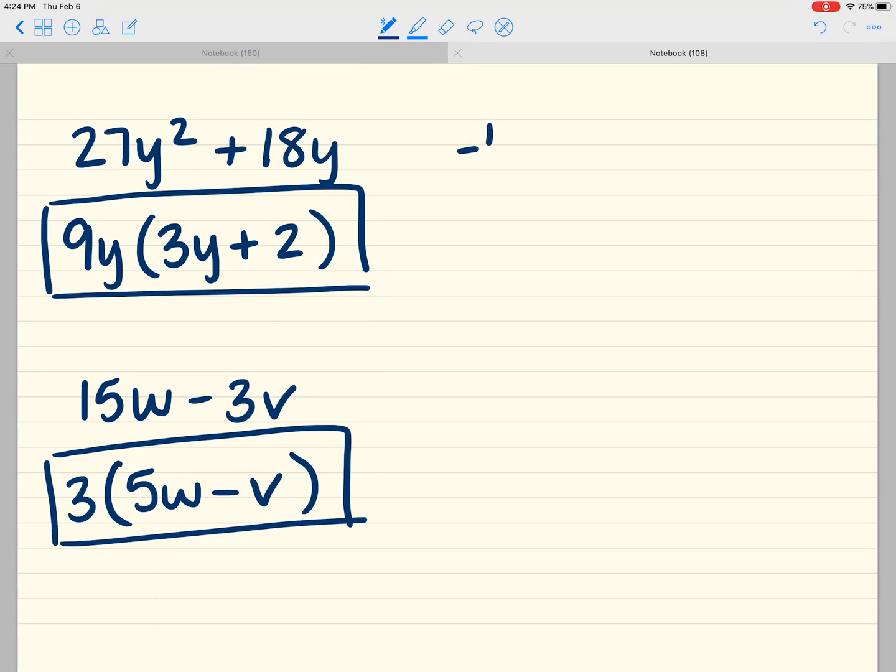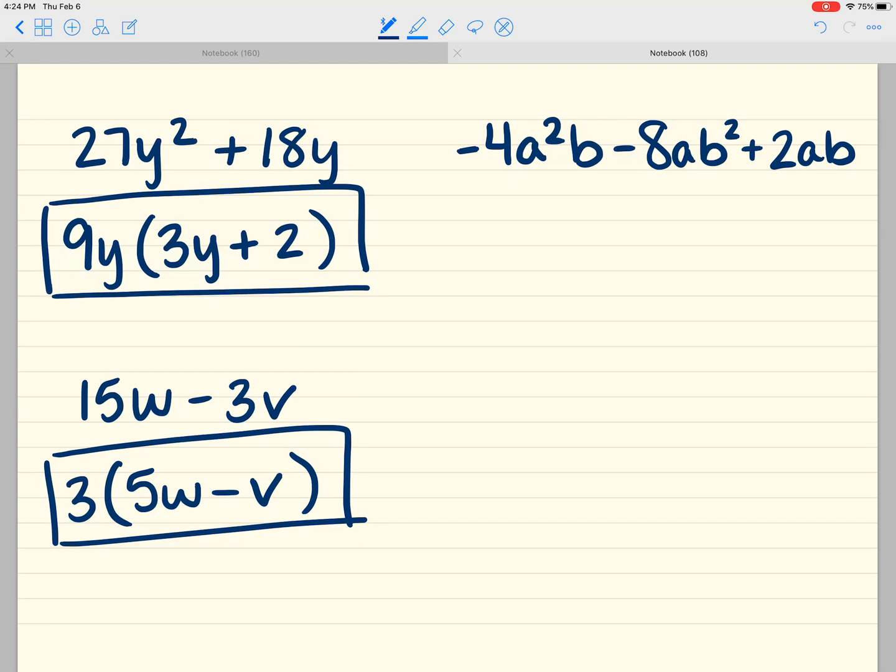Okay, now this can also work if you have more than 2 terms, so we'll look at some that have 3 terms, which would be a trinomial. So if it has more than 2 terms, whatever you're factoring out, you have to be able to factor from all 3 terms, right?